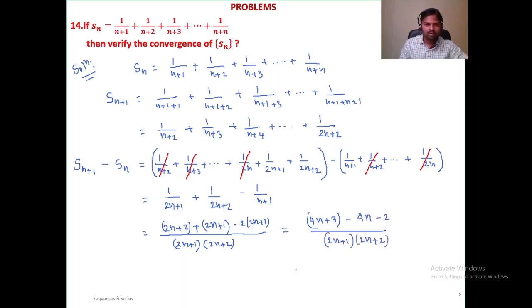Okay, and look at here, 4n minus 4n is out. What will be? So this will be 3 minus 2, so 1. So 1 upon 2n plus 1 into 2n plus 2. Since n belongs to the natural number set, this denominator is never negative. Numerator is already positive, therefore this is more than or equal to 0. Clear? Therefore Sn plus 1 minus Sn is more than or equal to 0.